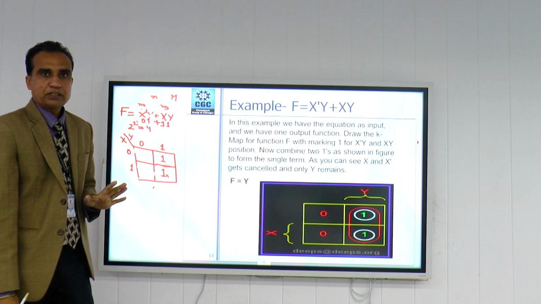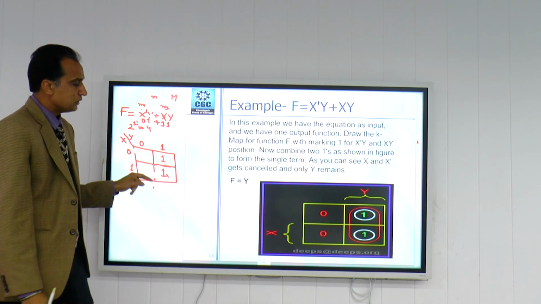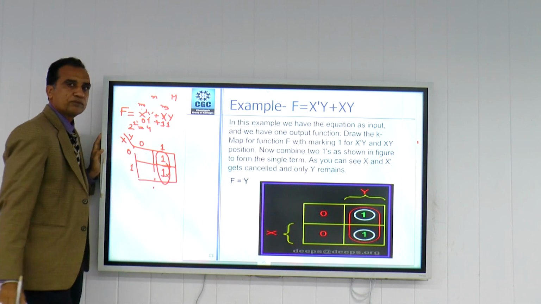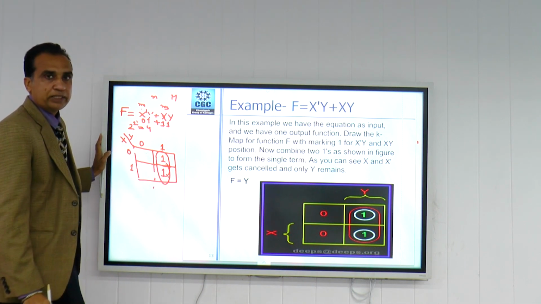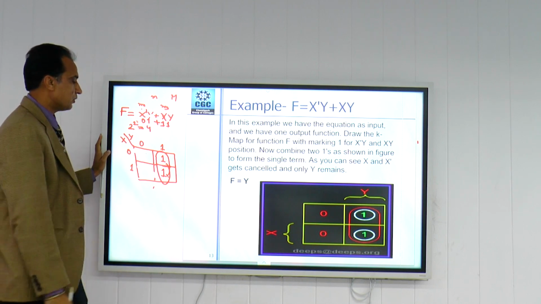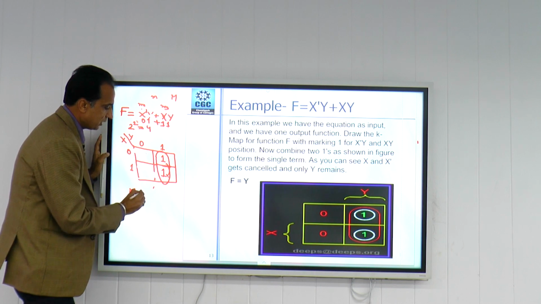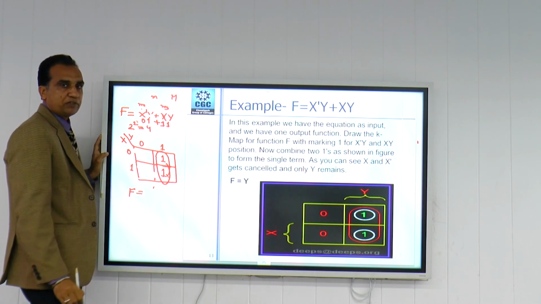How can we make a group? Now there are only two values, so only one group is possible. This is the next step: how we can create a group in the case of a K-map. Now we have to write the result of this equation by using the simplifying theorem.